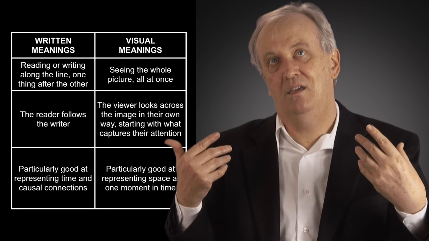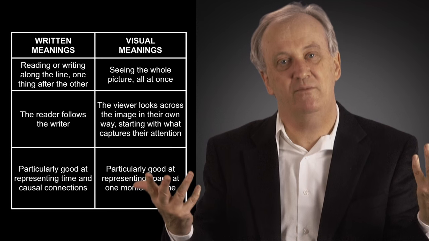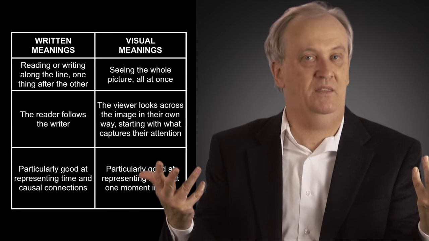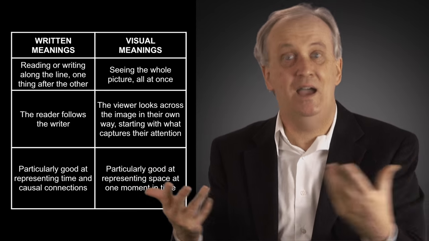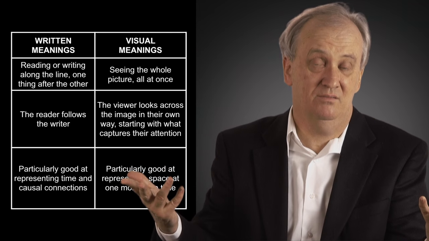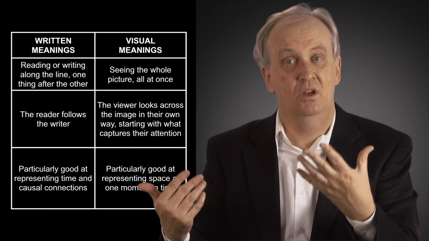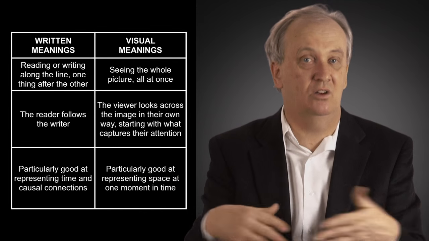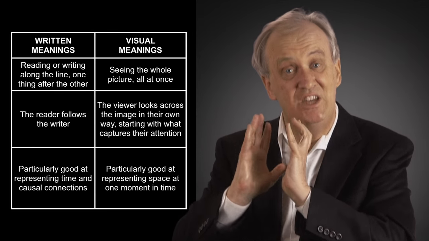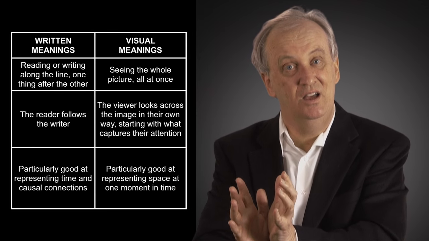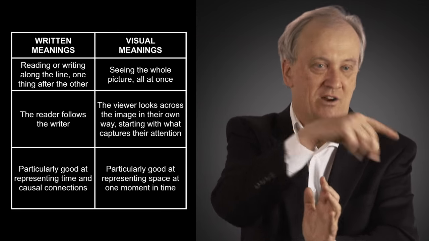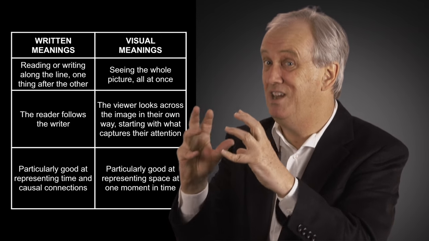So I could write a paragraph about the Eiffel Tower, I could describe the Eiffel Tower, I can say a lot of things about the Eiffel Tower in words, and I can take a picture of the Eiffel Tower. So what's different about the two? Well, with reading and writing, we always have to read along the line, one thing after the other. But when I present you with an image of the Eiffel Tower, you can't read a paragraph all over the place, but in fact, you can read an image all over the place.